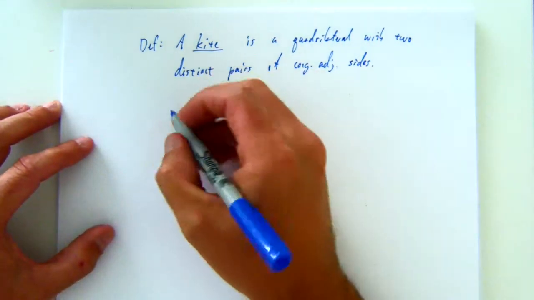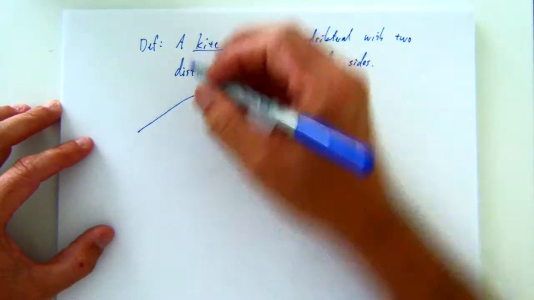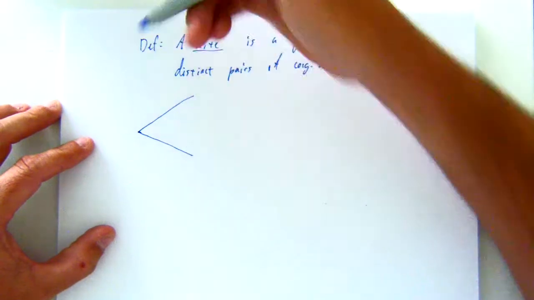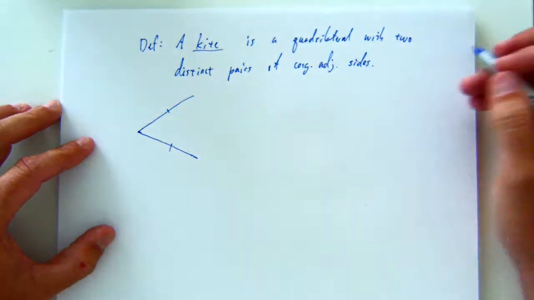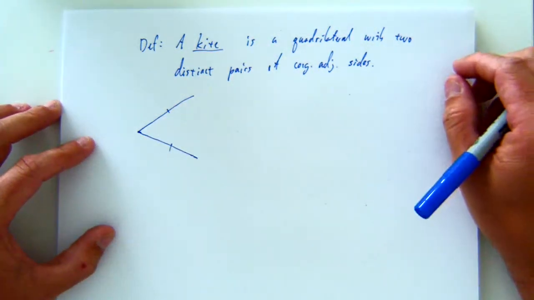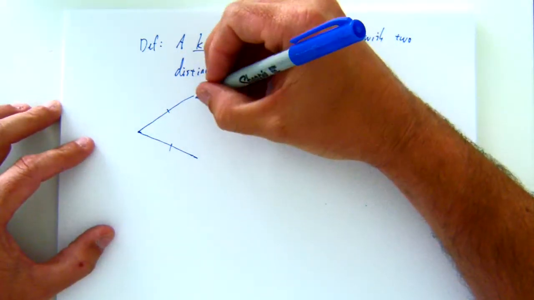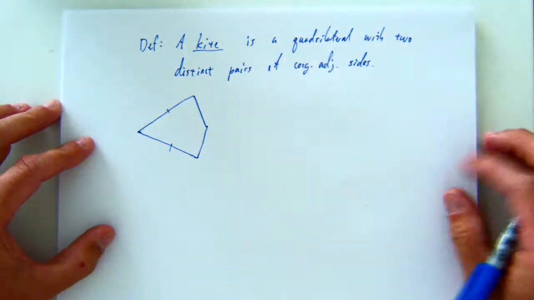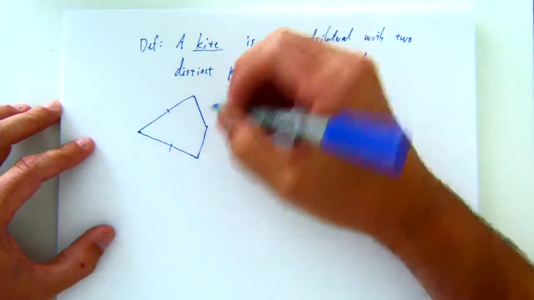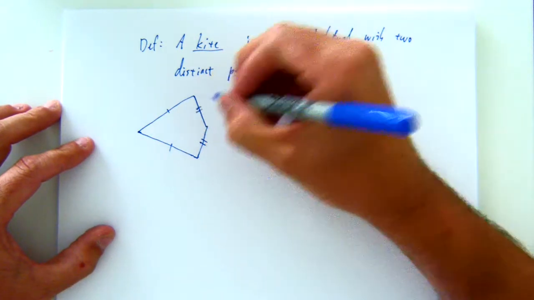So in general this might look like this. So let's have two sides. Now these two sides are adjacent, and we'll say that they are congruent. Okay, so they have the same length. And then we have two more sides of the quadrilateral. Let's say something like this. And so these two sides are adjacent, and we'll say that these are also congruent.